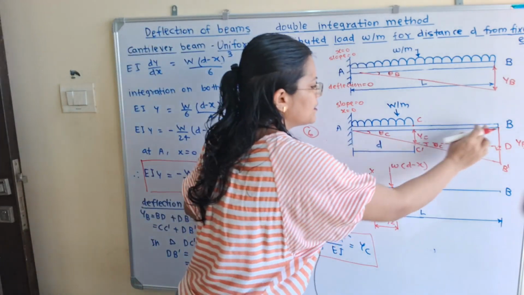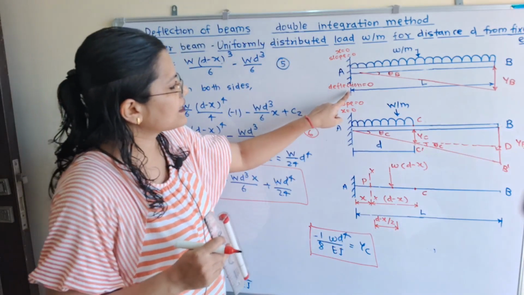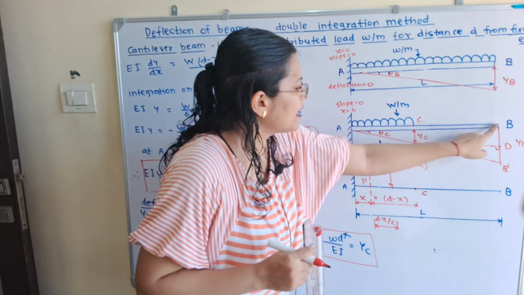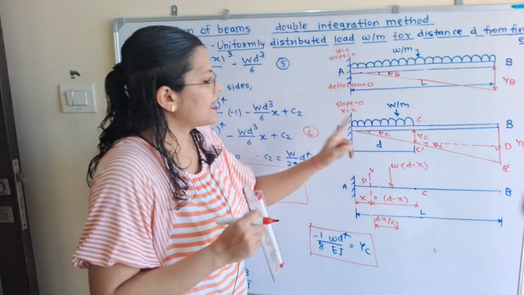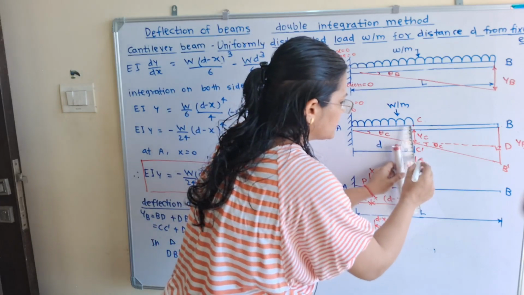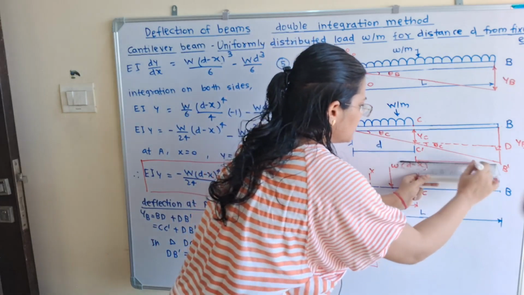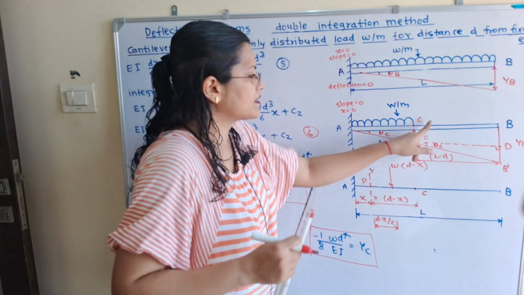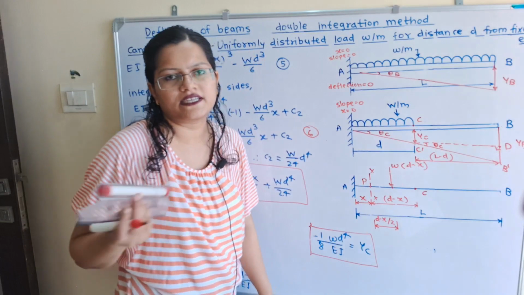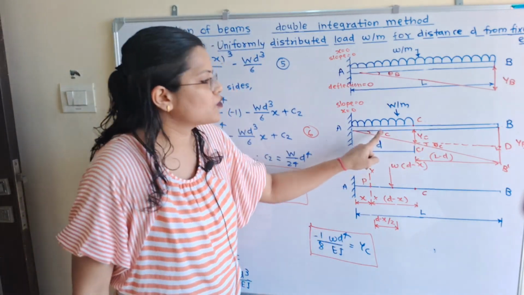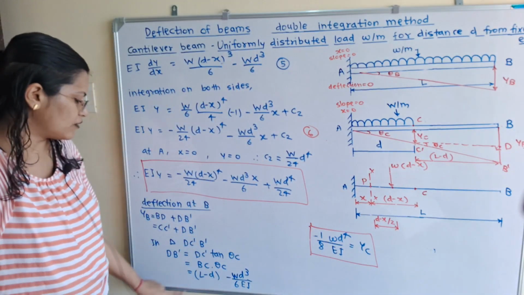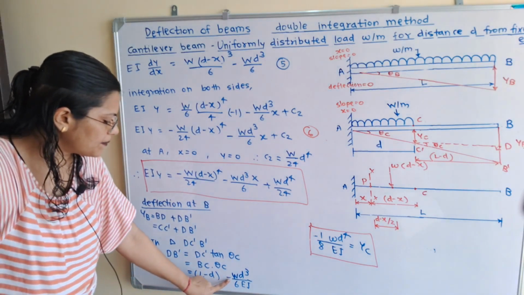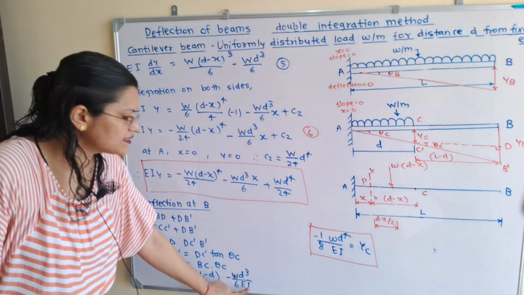Now what is this length BC? If we observe the diagram, this total length is L and this length is D. So this remaining length BC is equal to L minus D. So I will show here this remaining length L minus D. So we have to take this L minus D multiplied by theta C, where theta C is the slope at point C, and we have calculated. So when we put, then DB dash is equal to L minus D multiplied by minus w d cube by 6EI.